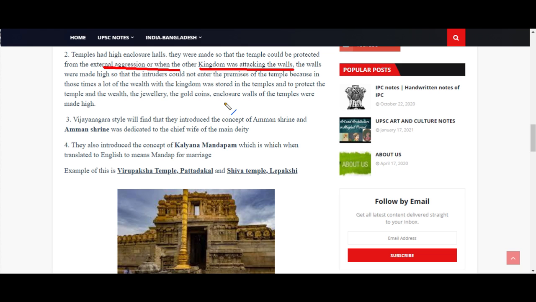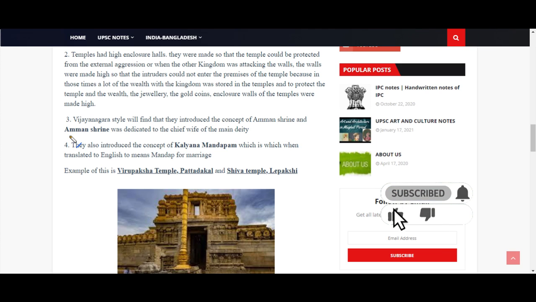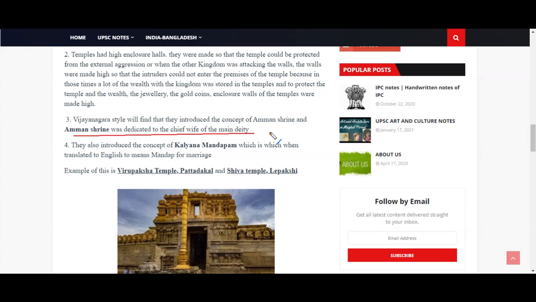Right, now we move ahead to the other features of the Vijayanagara style. In this we find that they introduced the concept of the Amman shrine. Now you may be wondering, what is this Amman shrine? This Amman shrine is the shrine which was dedicated to the chief wife of the main deity. So for example, if there is a temple which is dedicated to Lord Shiva, in the Amman shrine we will find the wife of the main deity, that is, we will find the shrine of Parvati.